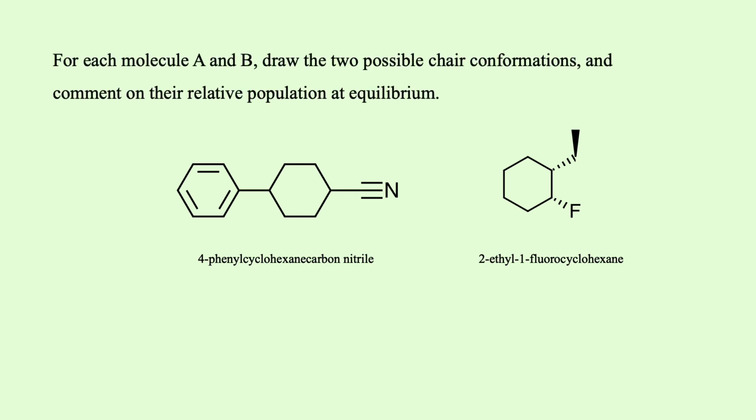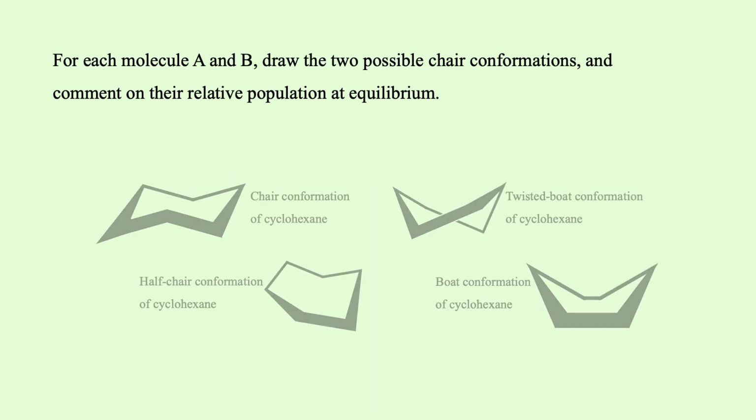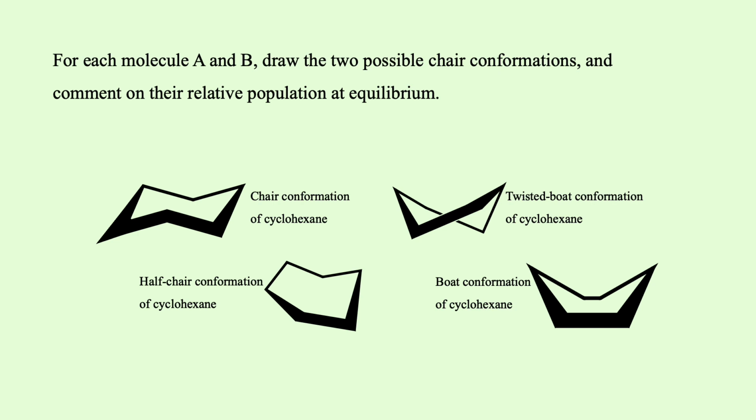For part B of this question, they asked for the two possible chair conformations and also to comment on the relative population at equilibrium. In this section about the conformations of cyclohexane, I'm going to go into a bit of the theory first so I can understand it better. I've drawn out the 4 conformations of cyclohexane here. So you have the chair conformation on the top left, and then the boat conformation on the bottom right, and in between that you have the half chair conformation and the twisted boat conformation.